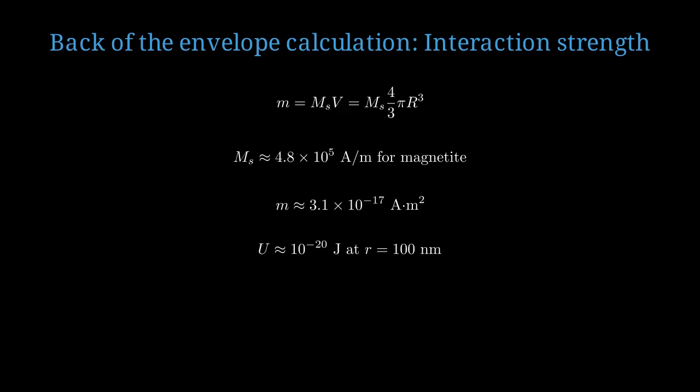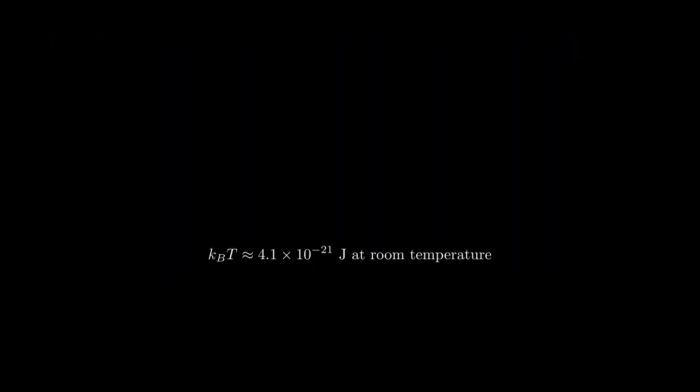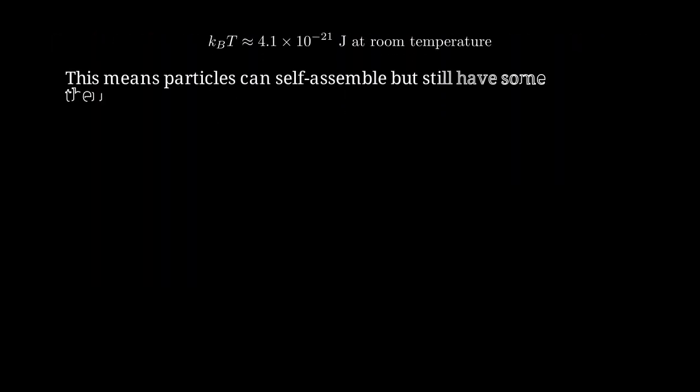Compare this to thermal energy. Thermal energy kBT at room temperature is approximately 4.1 times 10 to the negative 21 joules. So the magnetic interaction is about 2.4 times stronger than thermal fluctuations. This ratio tells us particles can self-assemble driven by magnetic interactions, but they retain some thermal mobility for error correction during assembly. Now let's explore how we can use these principles to create larger assemblies.